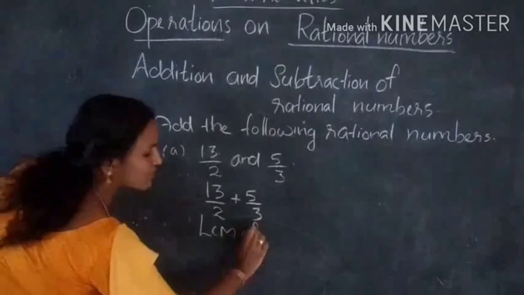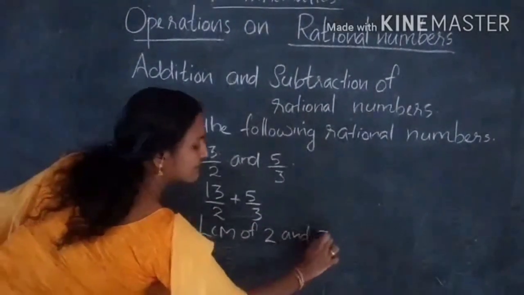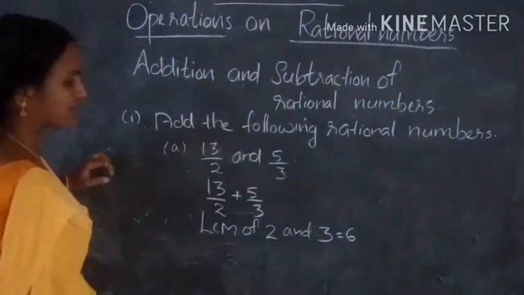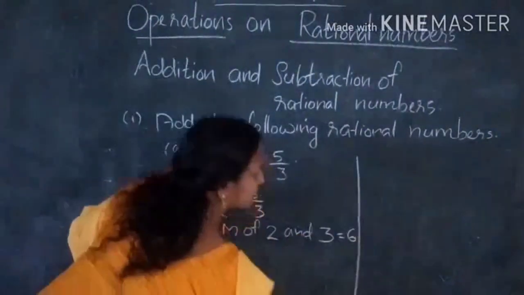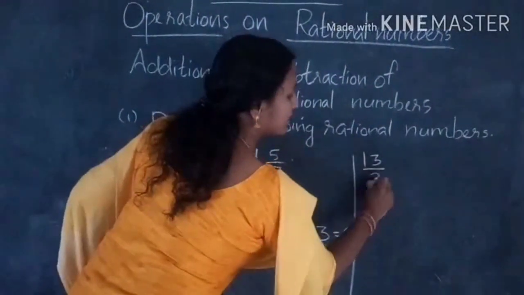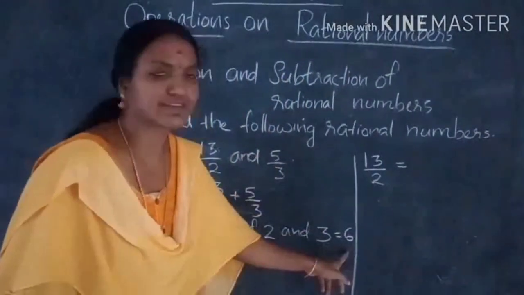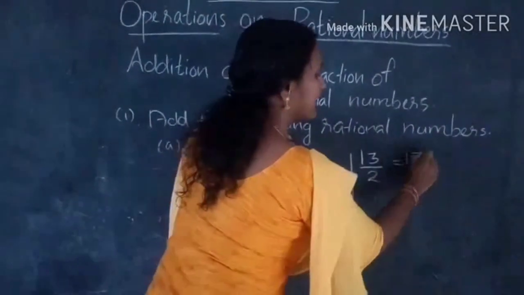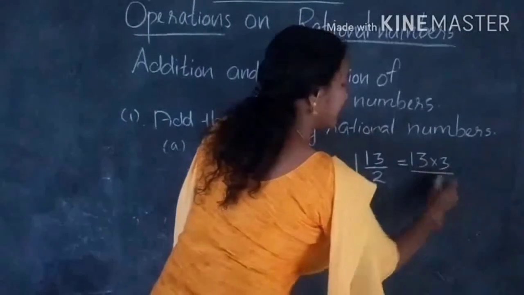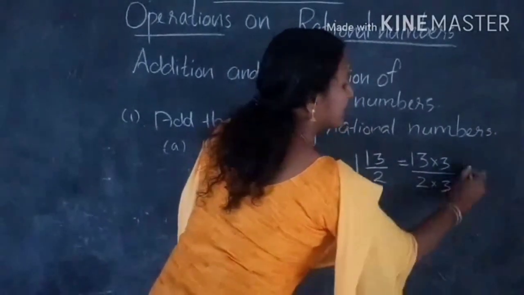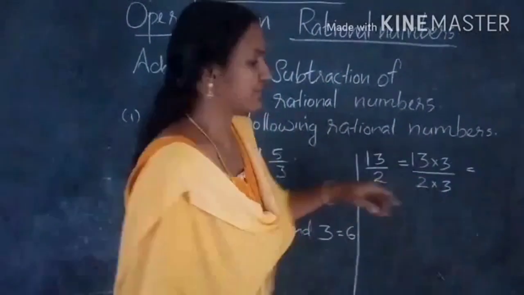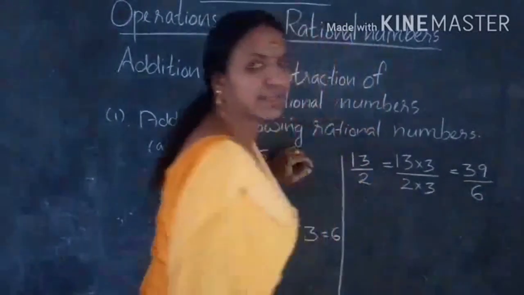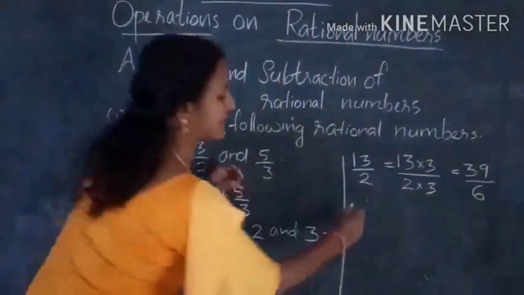LCM of 2 and 3. What is the LCM of 2 and 3? 2 into 3 is 6. So 13 by 2 is equal to, how many 2s are in 6? 3 2s are 6. So multiplying the numerator and denominator by 3. 13 into 3 divided by 2 into 3 is equal to 13 3s are 39 divided by 2 3s are 6. 39 by 6.